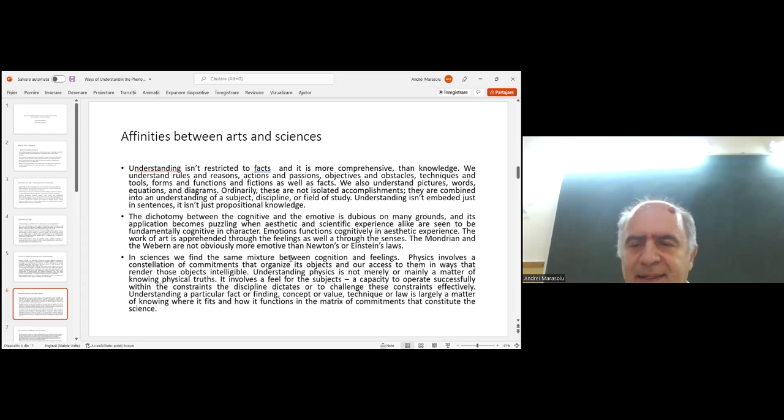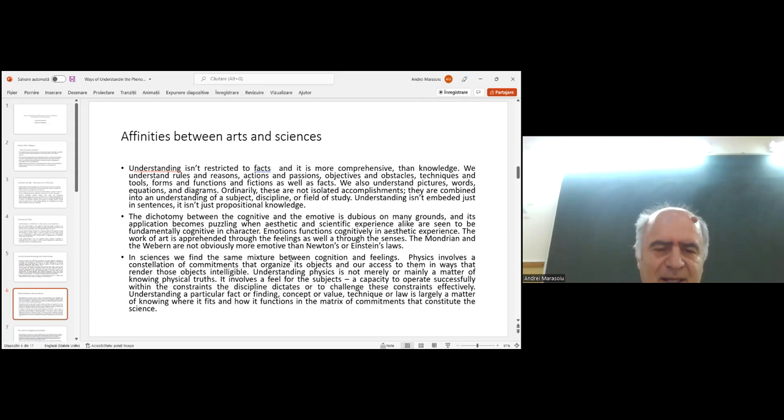We understand rules and reasons, actions and passions, objects and obstacles, techniques and tools, forms and functions, and fictions as well as facts. This is a reason to find some affinities between arts and sciences. We also understand pictures, words, equations, and diagrams. Ordinarily, these are not isolated accomplishments. They are combined into an understanding of a subject, of a discipline or field of study. Understanding isn't embedded just in sentences. It isn't just propositional knowledge, as I have said.